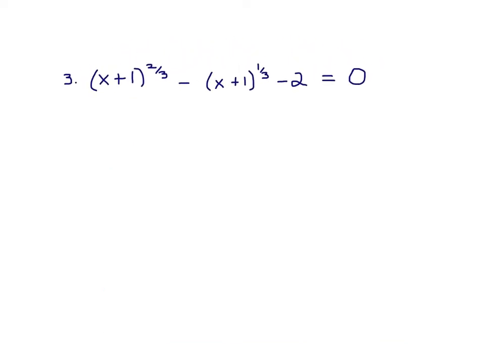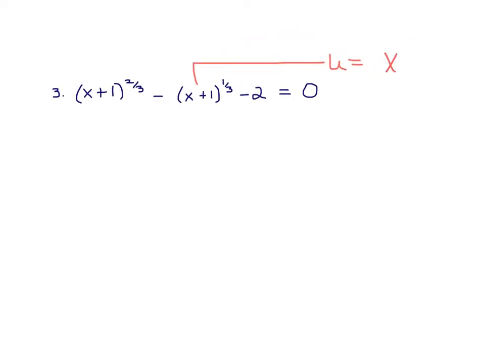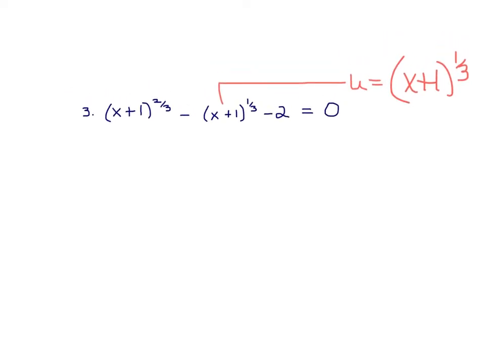Again, I've got something crazy here. I'm going to do a U substitution so it's more manageable to factor. I am going to let U equal this middle term. And the middle term is x plus 1 to the 1/3 power. Notice over here, my first term, so this just becomes minus U minus 2 equals 0.